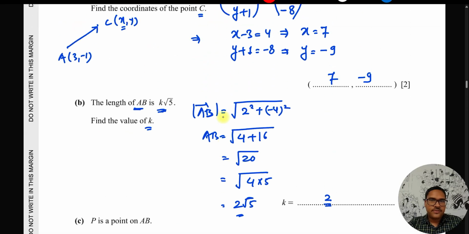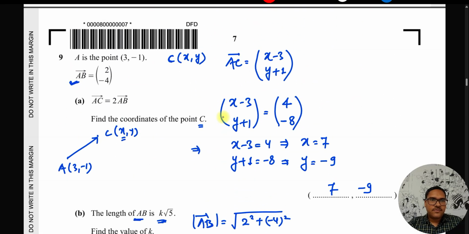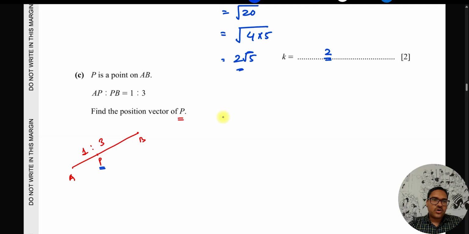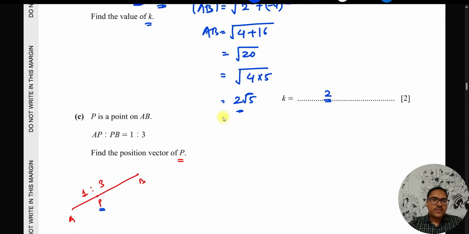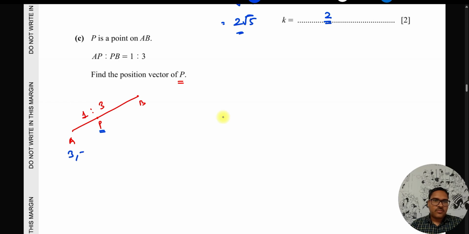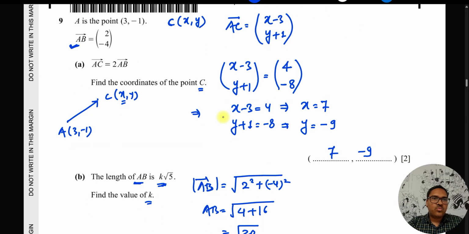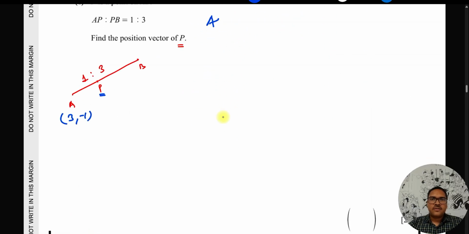Okay. So here you can see basically A is given to you. Now see, what is the meaning of position vector of point P? That means you will join point P with the origin. First thing, what is the coordinate of A? A is 3 comma minus 1. Correct? And what is AB? AB vector is 2 minus 4. Correct?